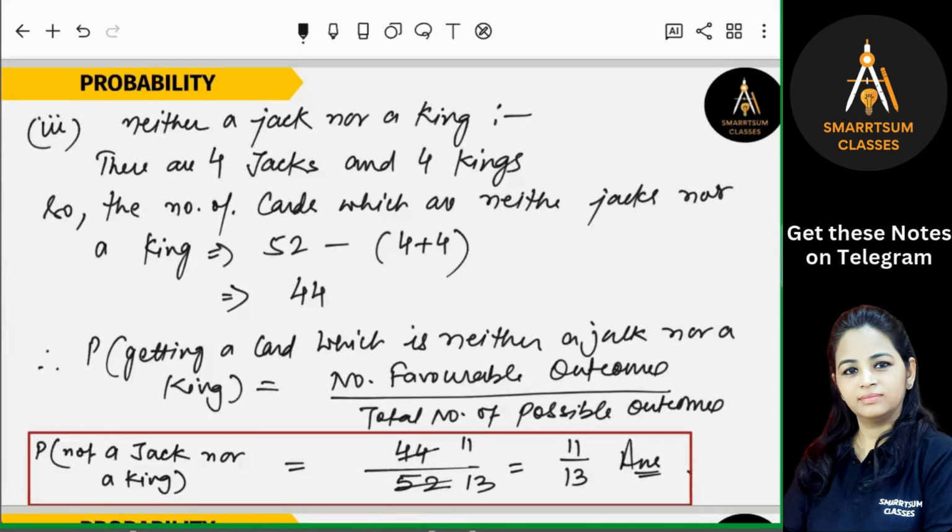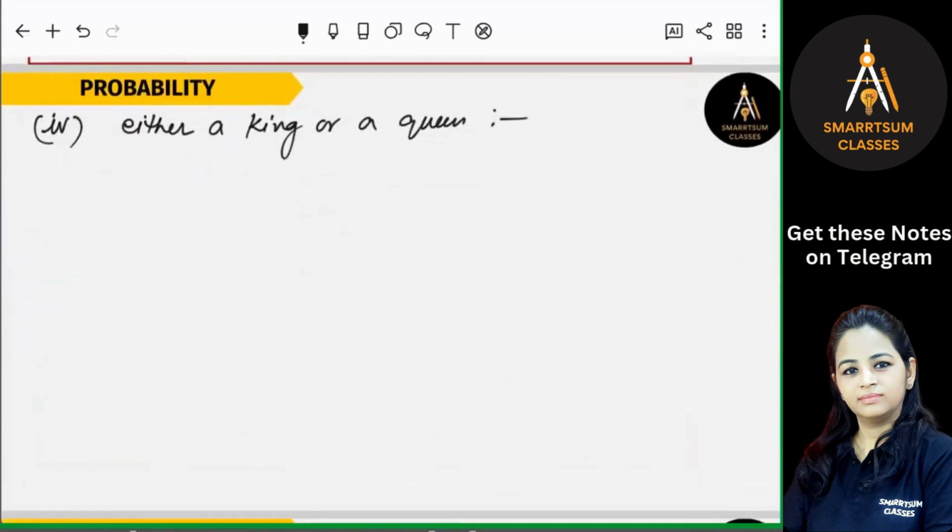Okay, so I hope you have understood this. Now, what is the fourth part? What we have to find here? We have to find the probability that when a card is drawn at random, you're getting either a king or a queen, right? So what we have to do, we have to first find out how many kings and queens are there in the whole deck, right? And that will be the total number of favorable outcomes for this event to happen, right?